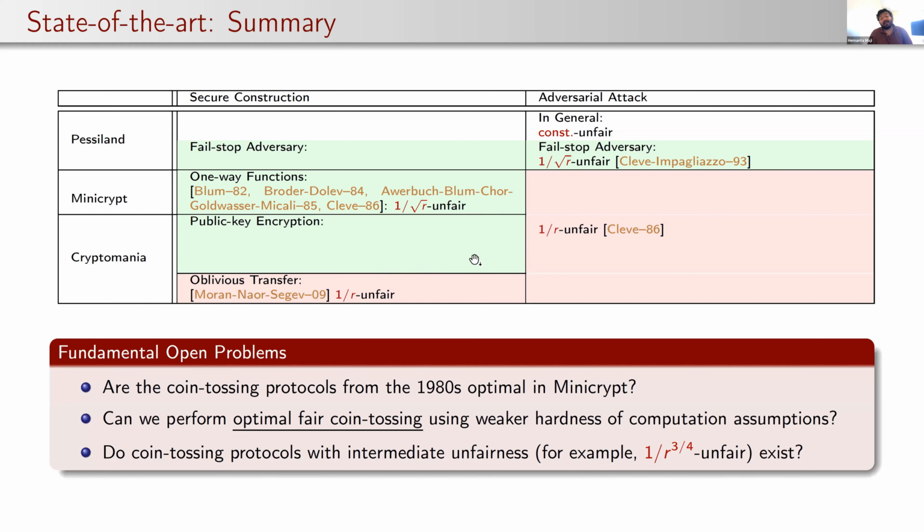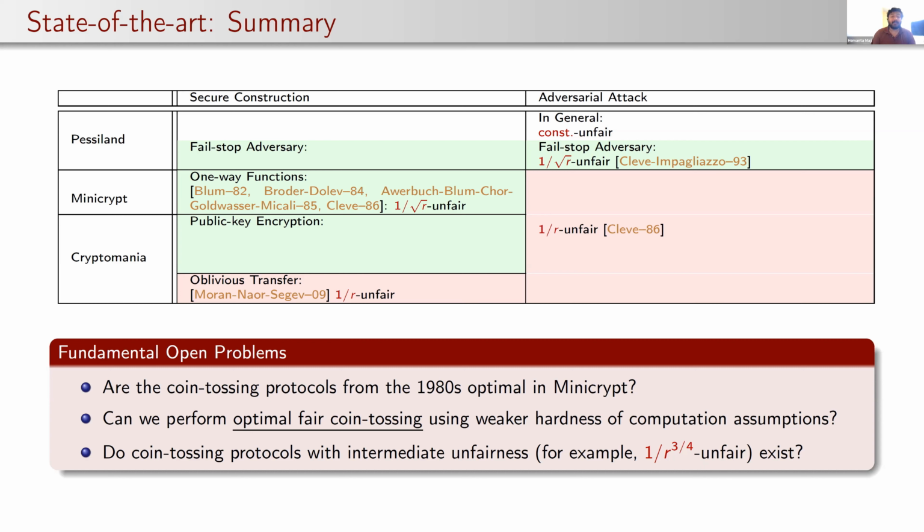Hmm. Okay. That's the main problem. And in particular, one can wonder why are there only two colors, right? Could there be blue constructions or blue attacks, where blue corresponds to 1 by r to the power 3/4 unfairness, which is somewhere intermediate to the green and the red attacks? So all these problems were open before our contributions.